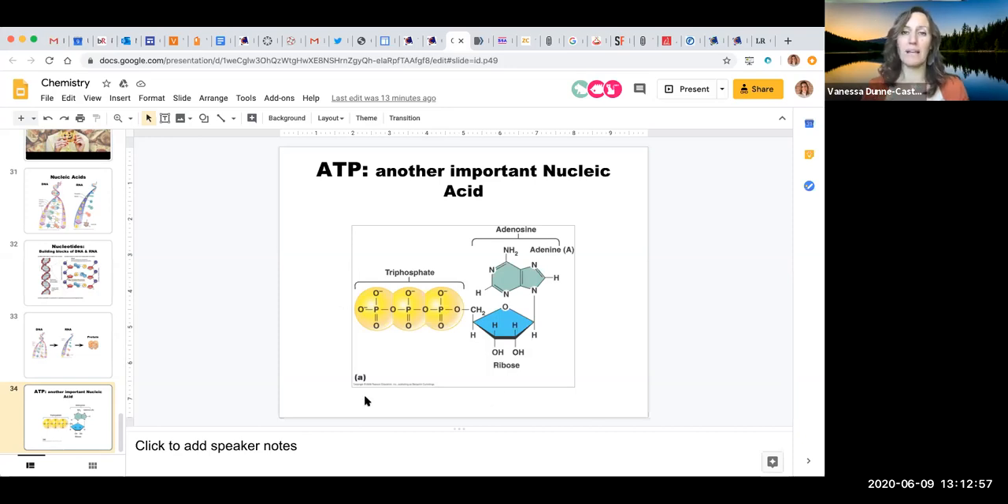In fact, this would be a monomer of nucleic acid, a single unit, a nucleotide. But in this case, it's used all by itself just for energy storage and for energy production, but mostly energy storage in the cell. And we'll talk about its function downstream.